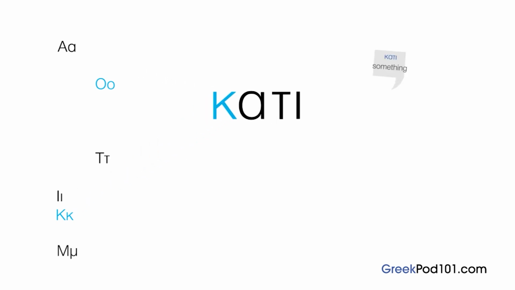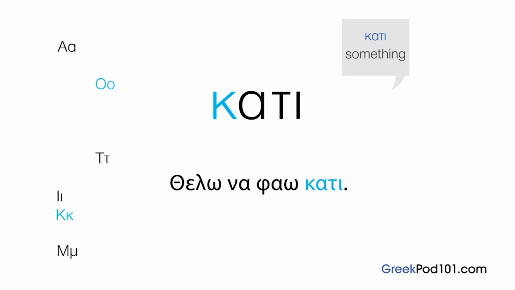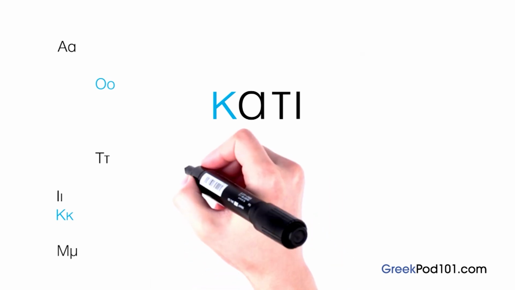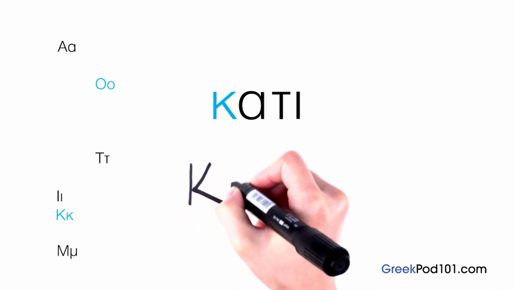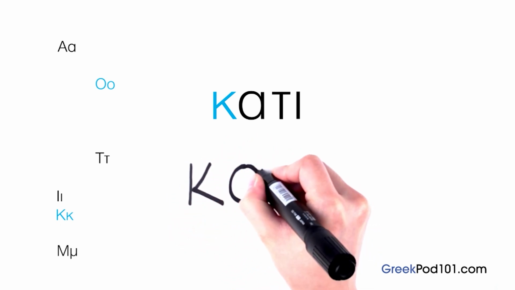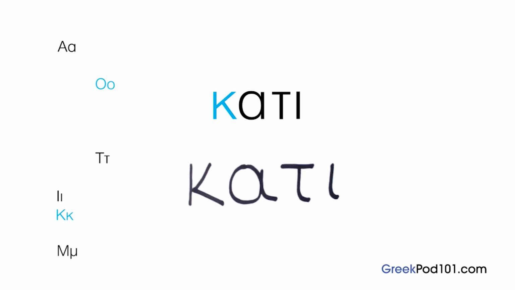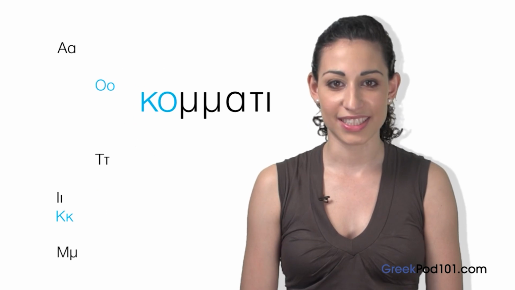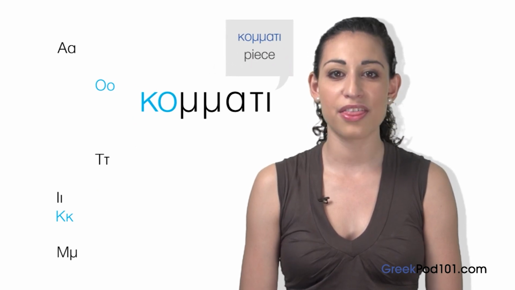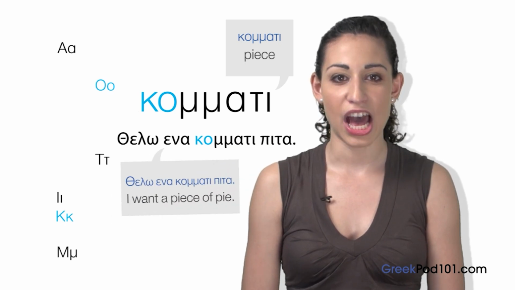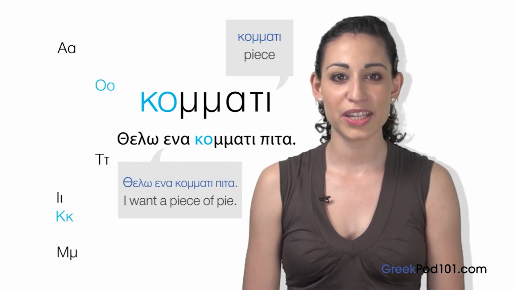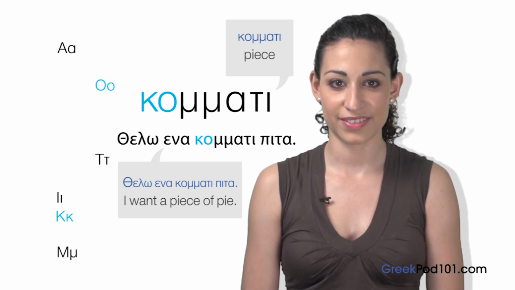Kati, which means something. For example, in the sentence θέλω να φάω κάτι, meaning I want to eat something. Let's write this word together. Kati. Another word also useful in everyday communication is the word κομμάτι, meaning piece, as in θέλω ένα κομμάτι πίτα. I want a piece of pie. Let's write κομμάτι using all the letters we have learned by now. Κομμάτι.